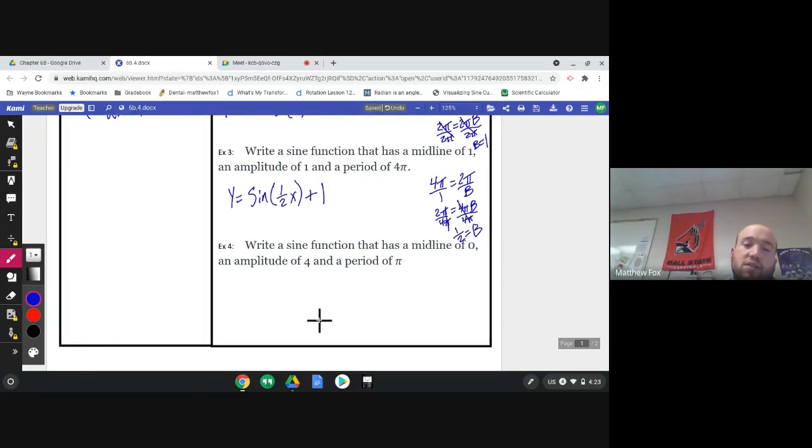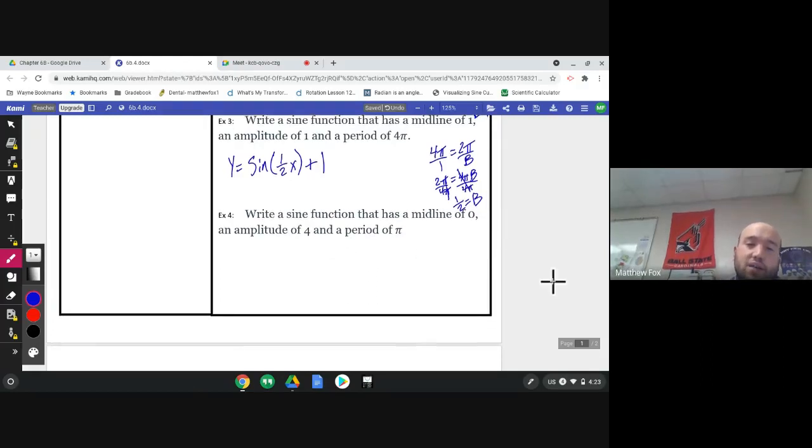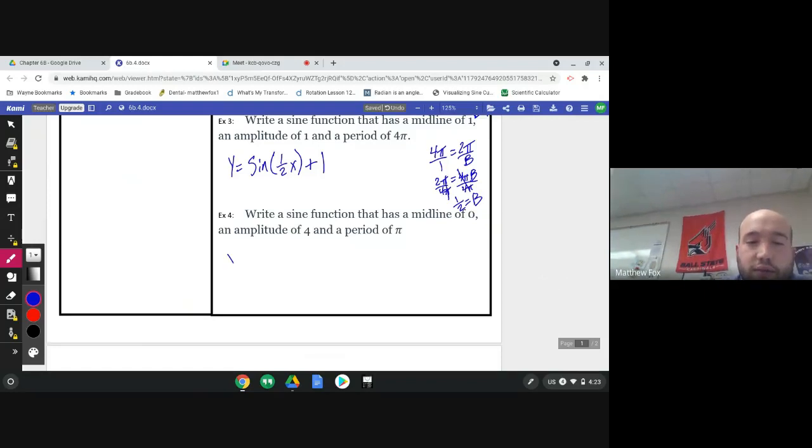All right, example 4. Write a sine function that has a midline of 0, an amplitude of 4, and a period of pi. So our sine, once again, well, it'll be y equals, I forgot, we got to take our period. Let's do pi over 1, set that equal to 2 pi over b. We'll cross multiply. We'll get 2 pi equals pi b. We divide by pi, those cancel, divide by pi. Pi's cancel, we're left with b equals 2.